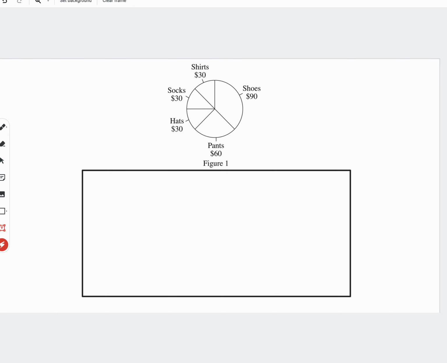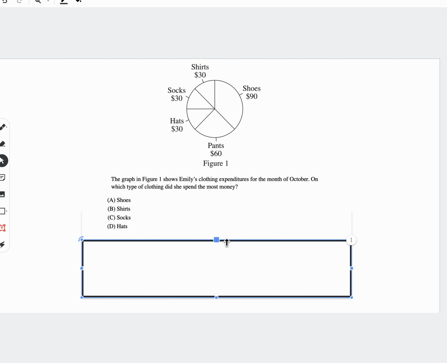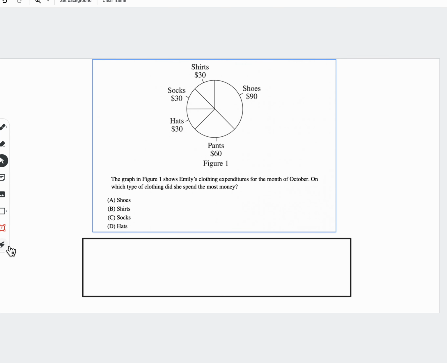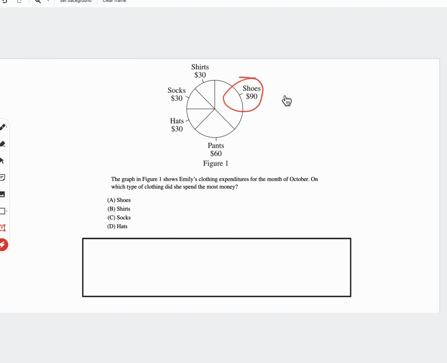This is Emily's clothing expenditures for the month of October. Let's take a look. We have $90 on shoes, $60 on pants, $30 on hats, $30 on socks, as well as $30 on shirts. Let's take a look at our question. The graph in figure 1 shows Emily's clothing expenditures for the month of October. On which type of clothing did she spend the most money?